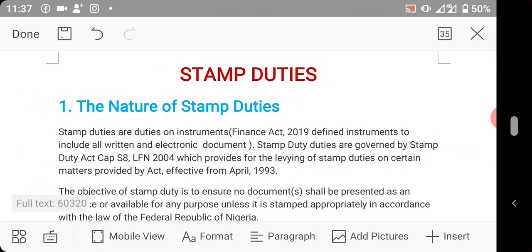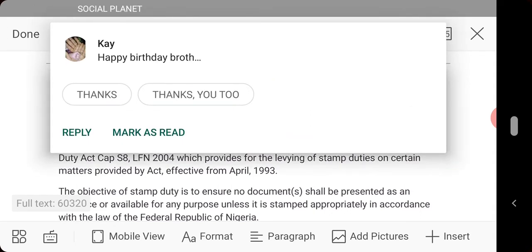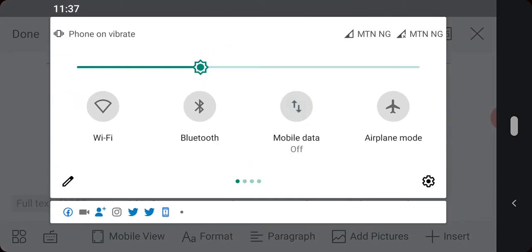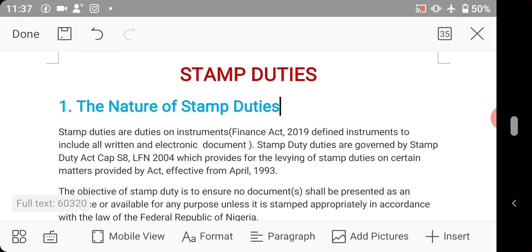Welcome to today's class. Today we are going to look at stamp duty. Stamp duty today has become the order of the day. In fact, it is said that stamp duty has shaped the tax law or tax environment in 2020. Now you can see a backlog of deductions of stamp duties by banks, especially that of Access Bank, which went further to deduct money from their customers, and the customers complained and they reversed it and decided to pay with their own money.